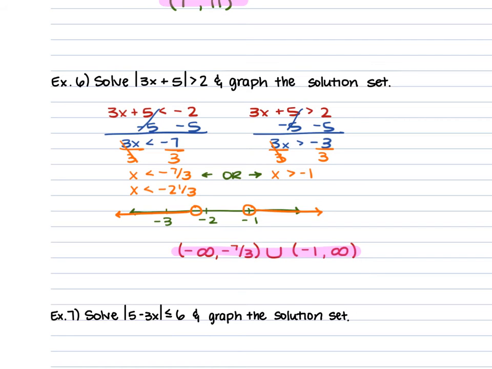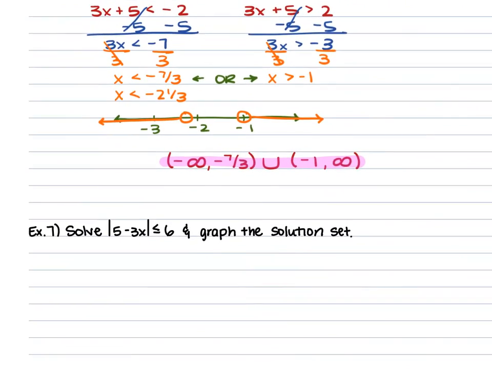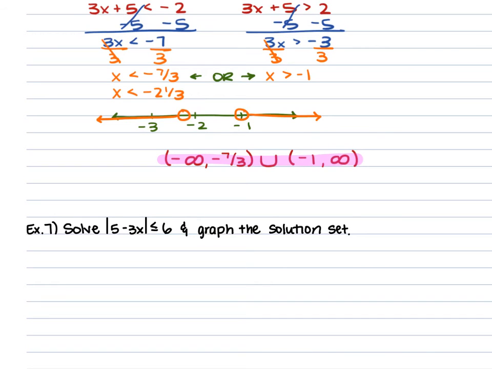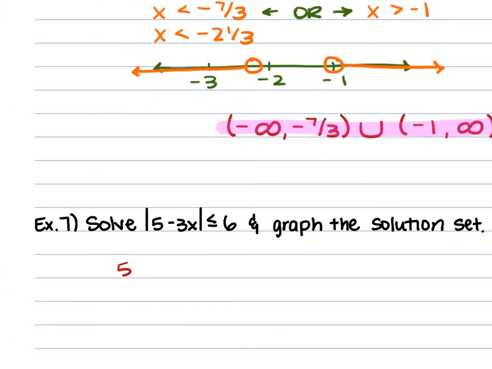For my next example, I have the absolute value of 5 minus 3x is less than or equal to 6. So I ask myself, is it possible for the absolute value to be less than or equal to 6? Yes, so I can continue. I'm going to have 5 minus 3x is greater than or equal to negative 6, as well as 5 minus 3x is less than or equal to positive 6. I'm going to subtract the 5 from each side.